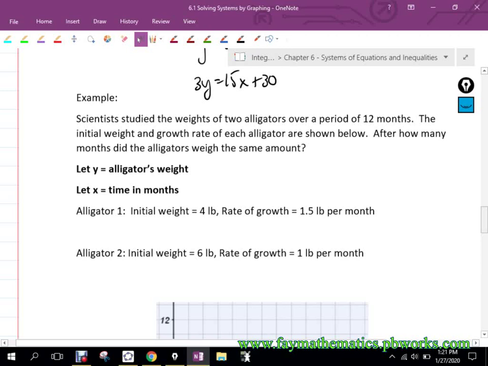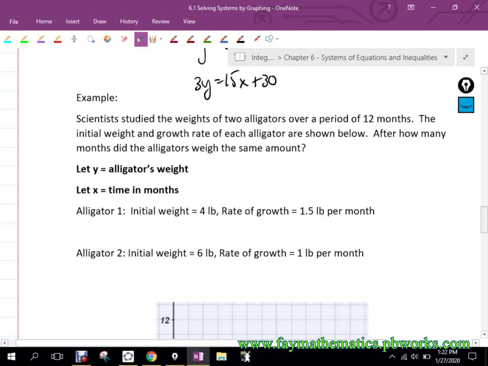Okay, so this is kind of the same thing, except instead of talking about money and classes, we're talking about alligator weights in months. Okay, so scientists studied the weights of 2 alligators over a period of 12 months. Okay, so they're talking from birth to 1 year birthday. So the initial weight and growth rate of each alligator are shown below. After how many months did the alligators weigh the same amount?